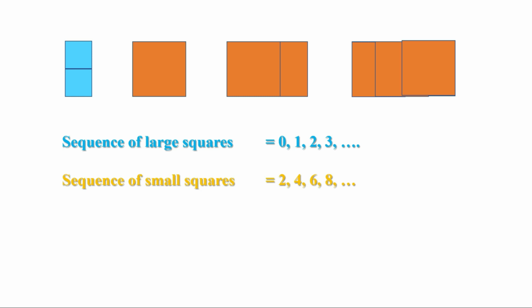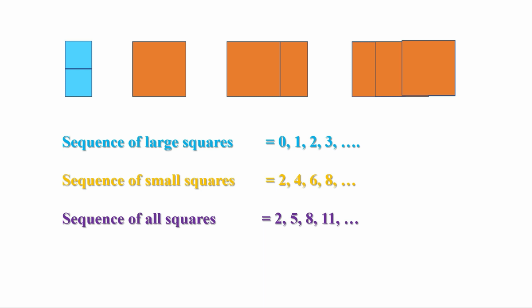Now in the third figure there are 6 small squares and 2 large squares. So altogether there are 8 squares. Now in the fourth figure there are 8 small squares and 3 large squares. So altogether there are 11 squares in the fourth figure. So the sequence of all the squares is 2, 5, 8, 11, etc.